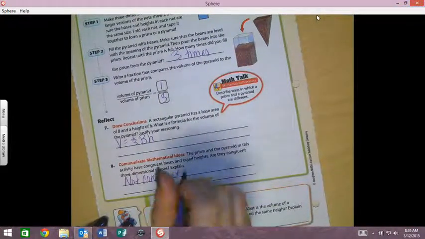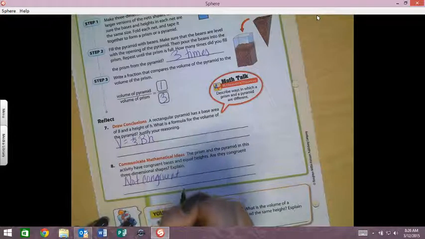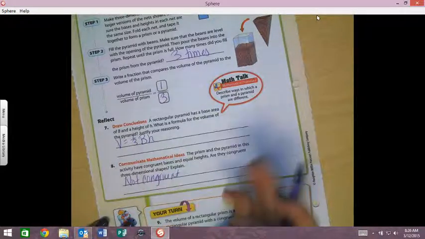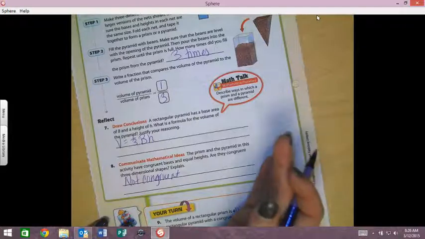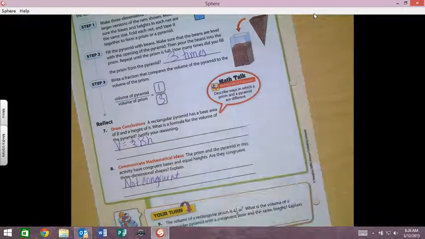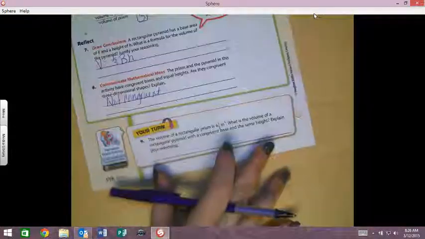In order for something to be congruent, they have to be exactly the same. So even though their bases are congruent, that doesn't mean the entire shape is congruent. A rectangular prism is not the same thing. It is not congruent to a rectangular pyramid. They just aren't.